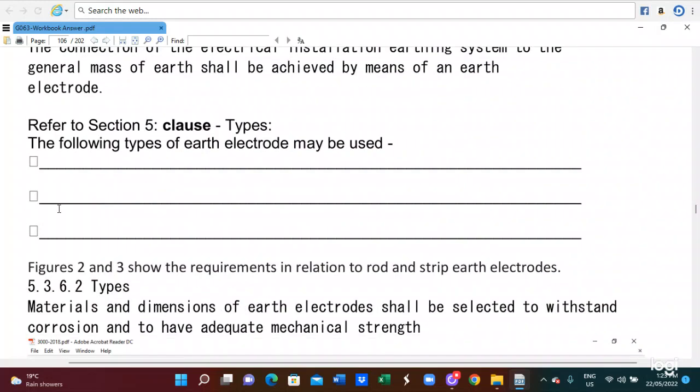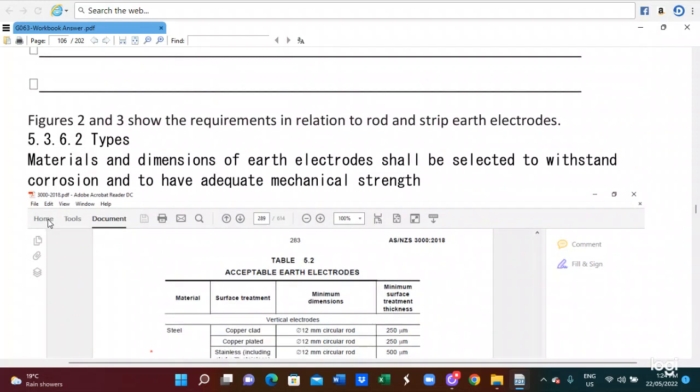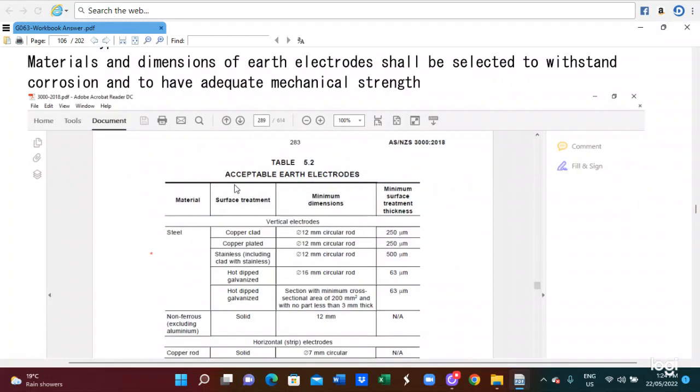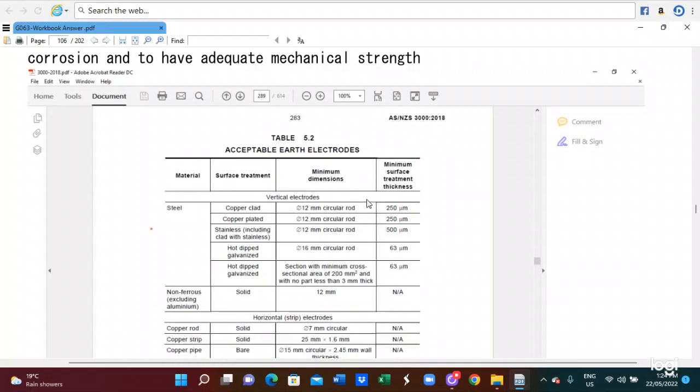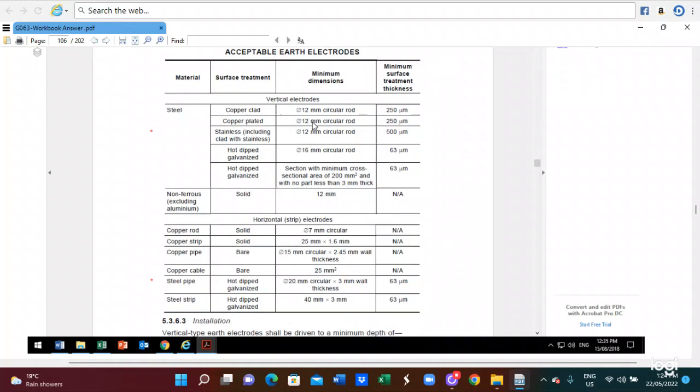So in this case, section 5, you have to refer. The reference is clause 5x3x6x2, acceptable electrode size. You can see there's a material and there's a diameter or the size of the electrode. You can get it from table 5x2.